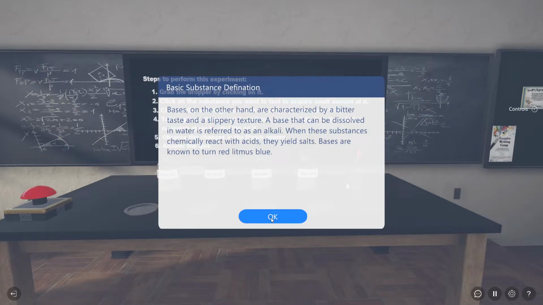Bases, on the other hand, are characterized by a bitter taste and a slippery texture. A base that can be dissolved in water is referred to as an alkali. When these substances chemically react with acids, they yield salts. Bases are known to turn red litmus blue.